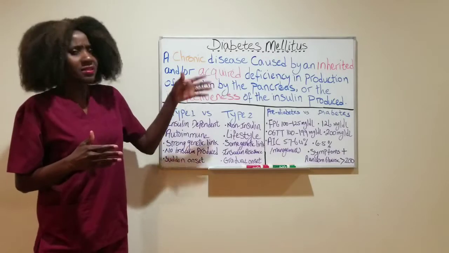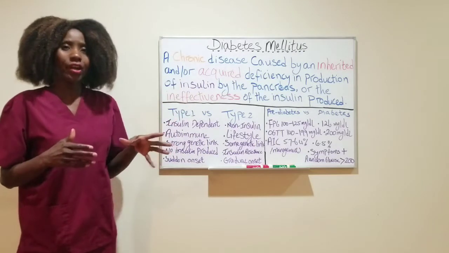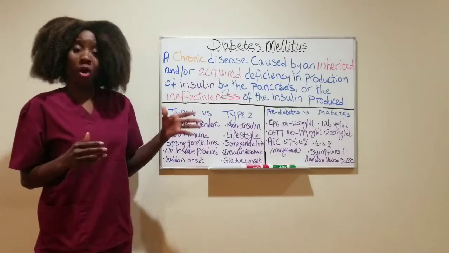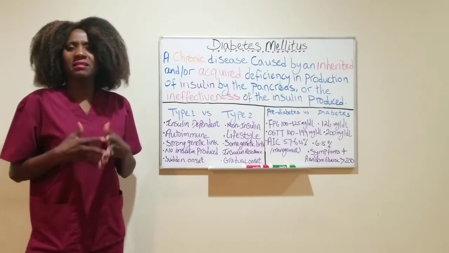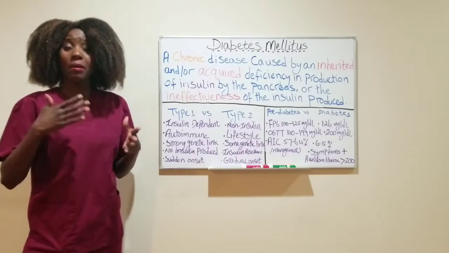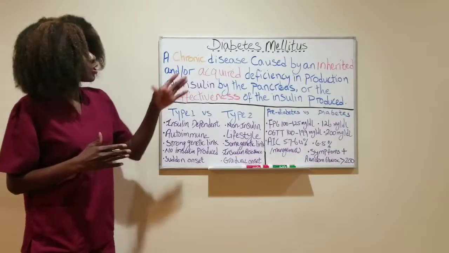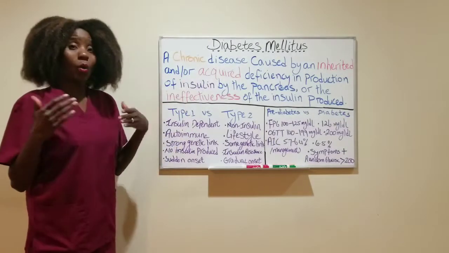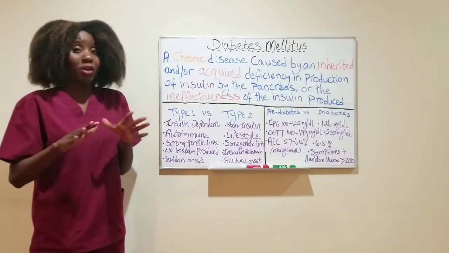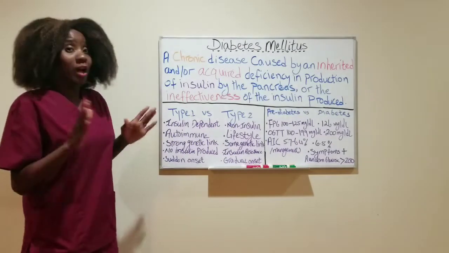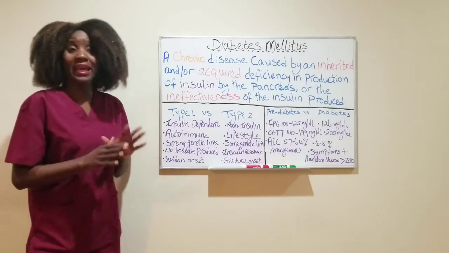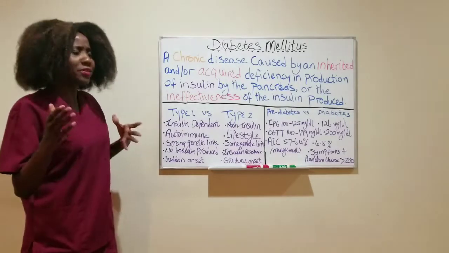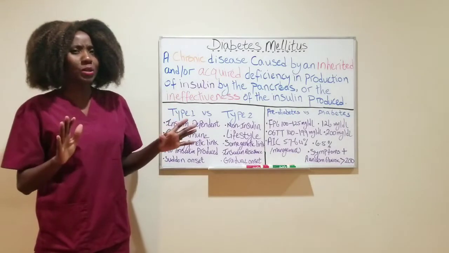Now, let's examine some of the words that are highlighted here so we can get a better picture of what this disease entails. We know that it is chronic, meaning that it is a disease that is going to require constant medical attention. We also know that it is inherited, meaning that there is a genetic link. It is acquired, meaning that you can get it without regard to genes. We also know that it has something to do with insulin, and we cannot speak about diabetes without talking about insulin. And we also know that it has something to do with the ineffectiveness of insulin in the body.